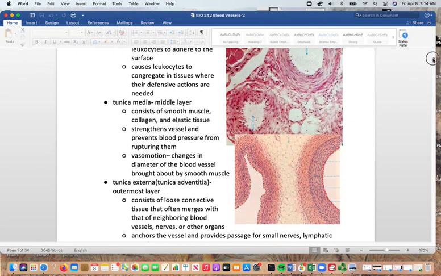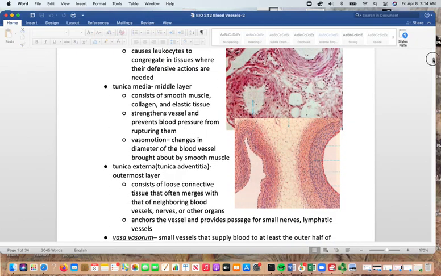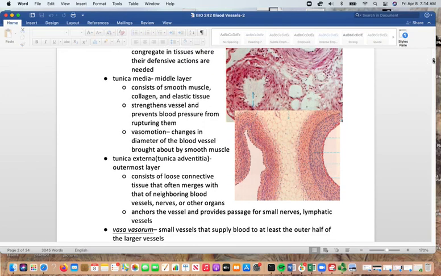Your tunica media is your middle layer. It's going to be smooth muscle, collagen, and elastic tissue. This gives the vessel strength and allows them to resist the pressure that's pushing against them. Vasomotion is changes in the diameter of the blood vessels. This is something we want to have happen. It is brought about by changes in the smooth muscle. Again, it's a way of controlling blood flow in an area.